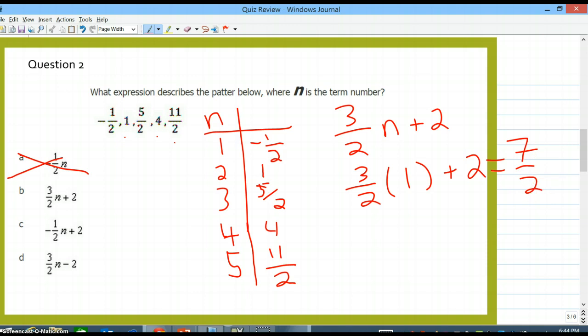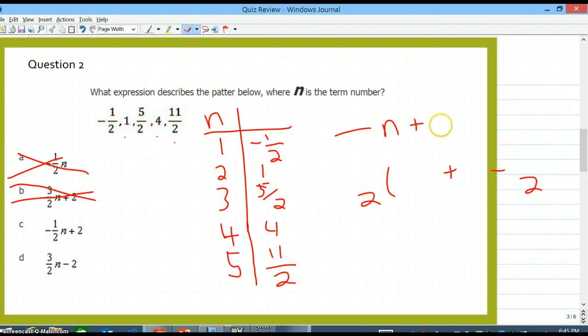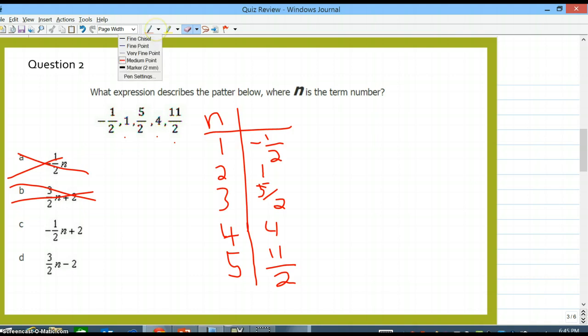Looking at my table, when I plug in 1, I should end up with negative a half, not 7 halves. That does not work. I'm going to cross it out. I'm going to erase my work for answer choice B. And let's move on to answer choice C.